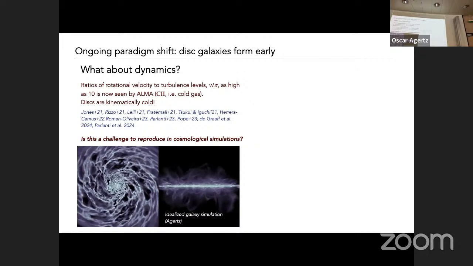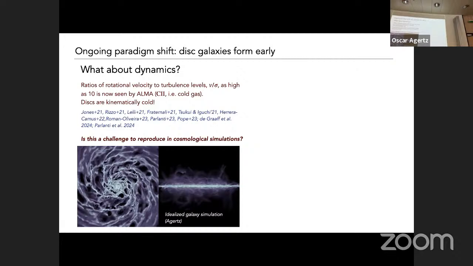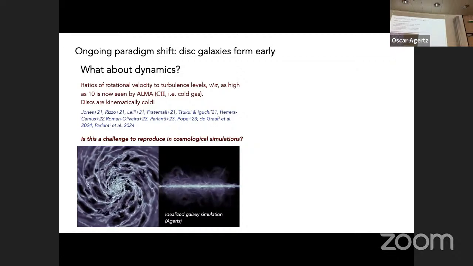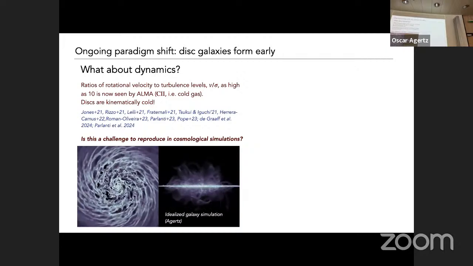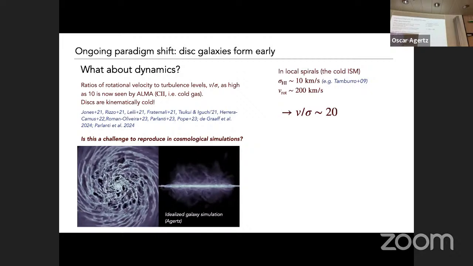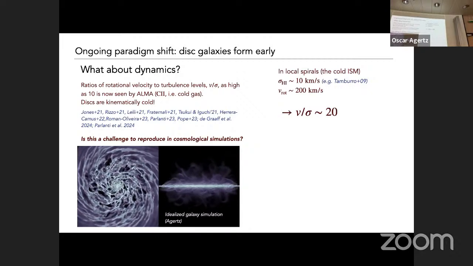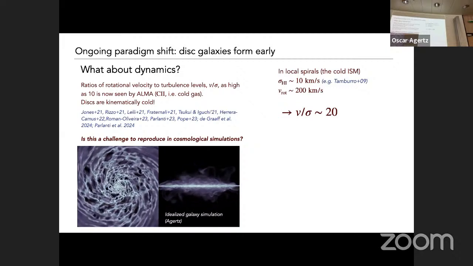So rotation, vertical turbulence, and it seems like disks can be quite dynamically and kinematically cold, even at very high redshift. So there are reports now of V over sigma levels of 10, which we should compare to local spirals. So in local stars like the Milky Way, the H1 layer in the Milky Way is around 10 kilometers per second, the rotational velocity around 200, so V over sigma is 20.